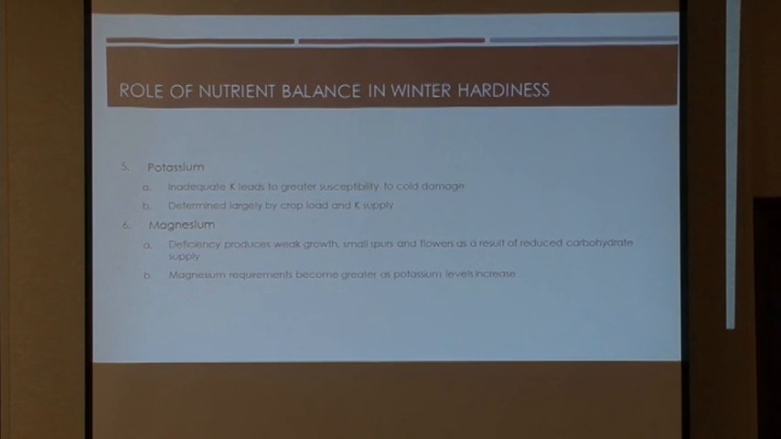And then magnesium. If you have a magnesium deficiency, which Erica has been talking about, you're going to get small spurs and weak growth. And then again, we're going back to that reduced carbohydrate supply. Magnesium requirements also become important: if you have high potassium, as Eric was just talking about, you're going to need more magnesium.